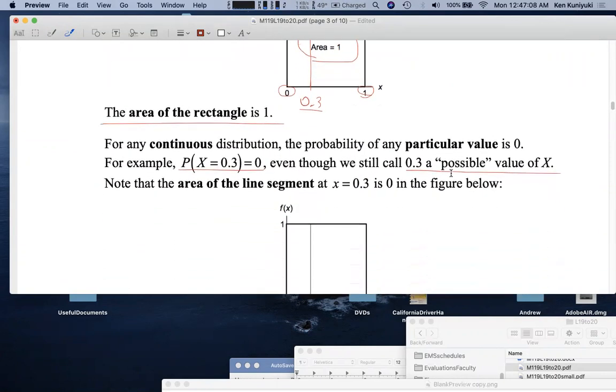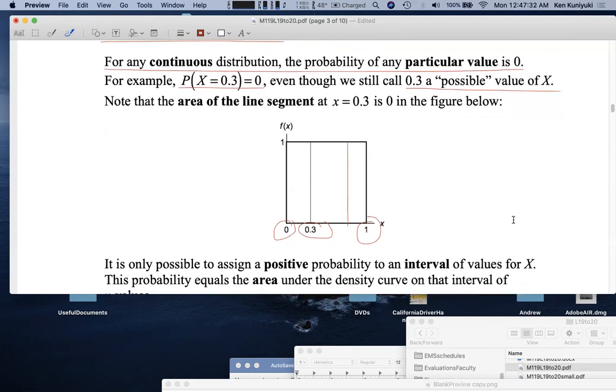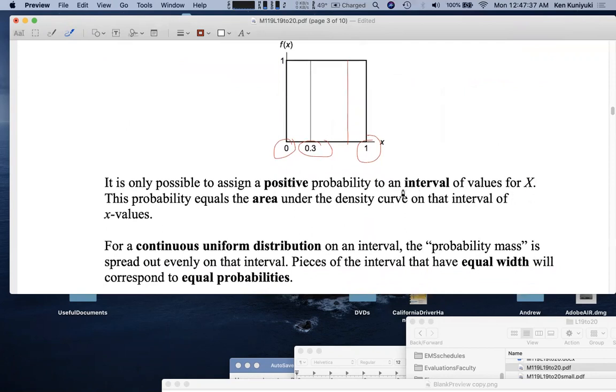So again, for any continuous distribution, the probability of any particular value is 0. For example, the probability of a 0.3 is 0. That's the area of this line segment. In fact, it's the area of any line segment, including the ones at 0 and 1. And yet, we can say that these various values are possible. But how do we assign positive probabilities then? It is only possible to assign a positive probability to an interval of values for x.